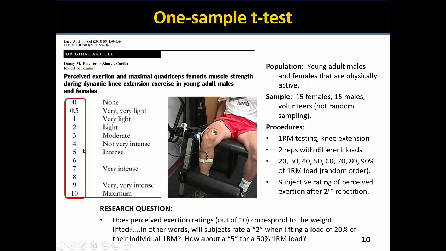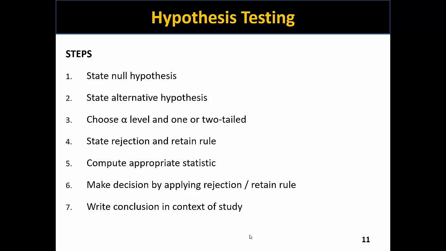In this case, the research question was, does perceived exertion, which is a subjective measure out of 10, correspond to the percent of the weight lifted? So if a person was lifting a load that was 20% of their maximum load, a very light load, would they rate that as a 2 out of 10, which corresponds from a ratio perspective to 20%? How about a 5 for a 50% 1RM load? So how would we go through the statistical process of investigating that research question?